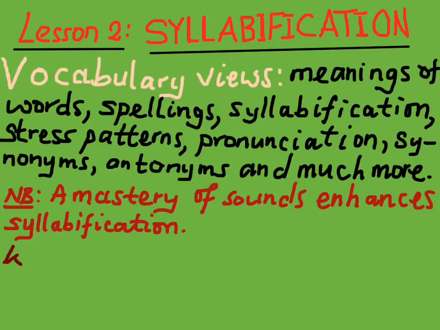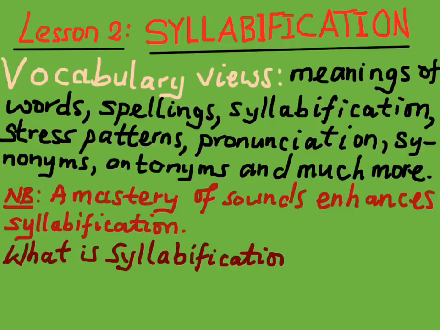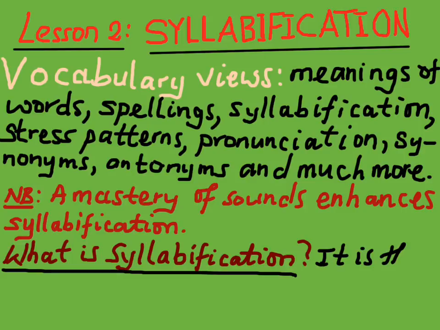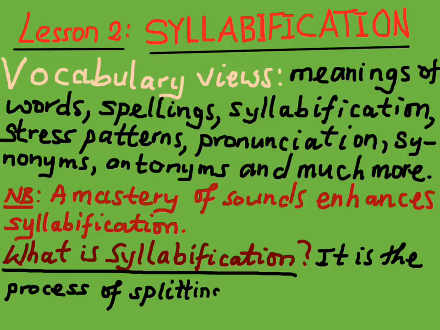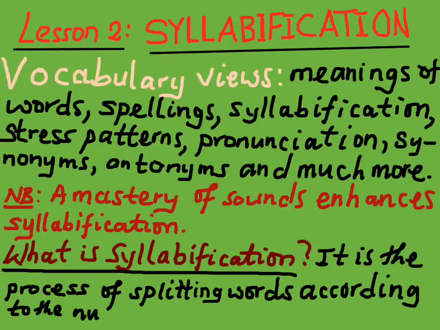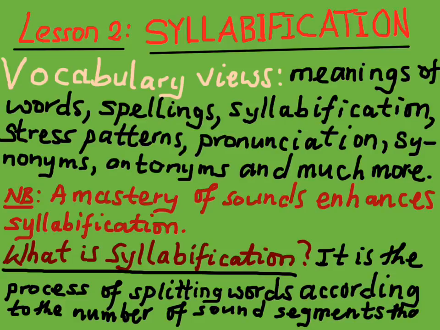What then can we say syllabification is? What is syllabification? By syllabification, we mean the process by which words are split according to the number of sound segments which these words have or which the words are composed of. Words in English have different numbers of syllables depending on the sound formations. Better still, depending on the length of a word, you could generate the number of syllables that make up the word.